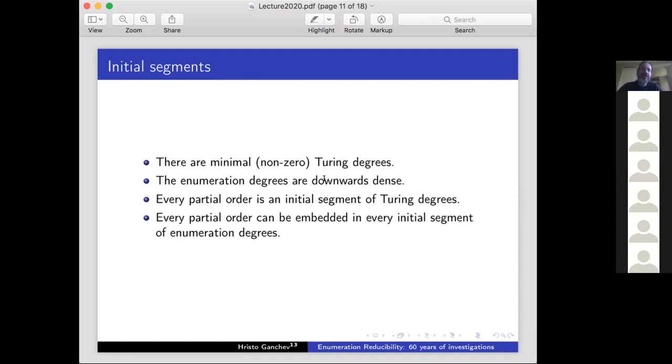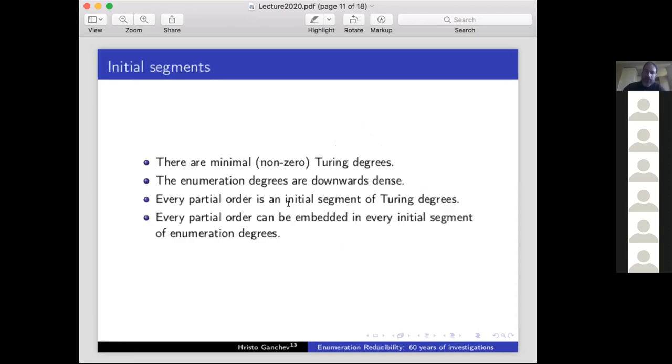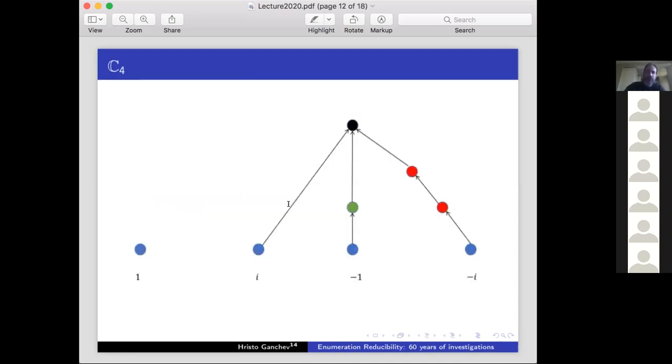Why I have decided to mention this partial ordering embedding is because a partial ordering can simulate every structure in mathematics. So you can simulate every structure by a partial ordering. I have chosen here a very simple example. You take the cyclic group C4, consisting of the complex numbers 1, i, minus 1 and minus i.